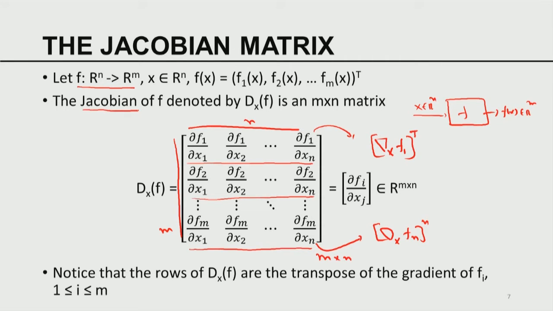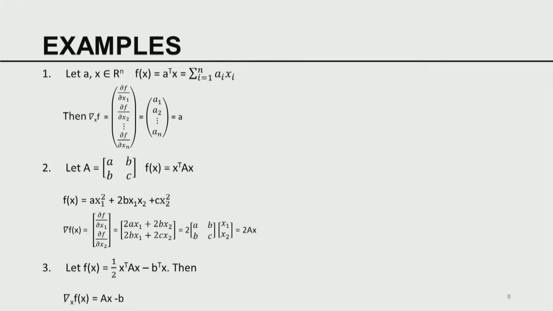Hessian of a scalar valued function of a vector. Gradient, scalar valued function of a vector. So these are all the various quantities associated with functions in terms of their derivatives. Now I am going to give some examples.